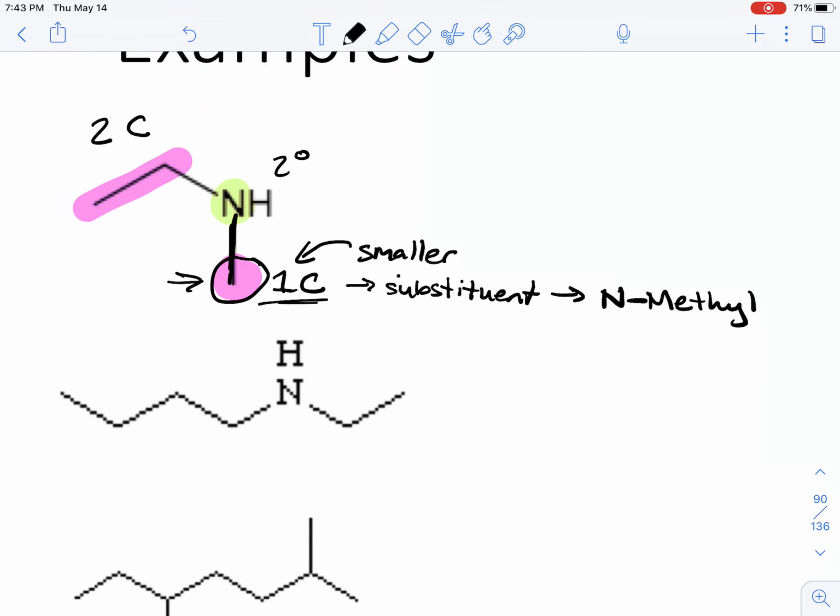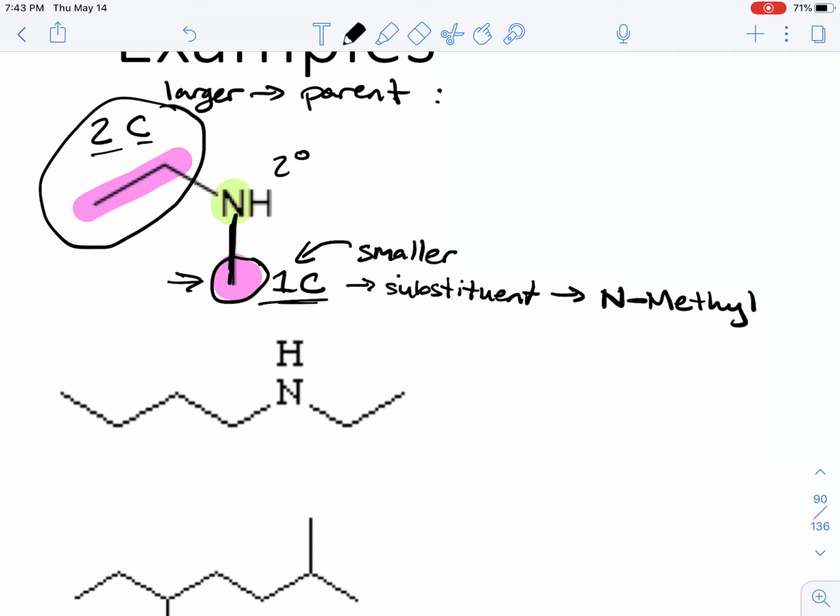That leaves us with this two carbon compound, and since this is the larger of the two, this is going to act as our parent chain. Since we have a two carbon compound, we're going to name this parent as ethane, since it's a single bond. Very similar to primary amines, we're going to cross out that last E, and then add the suffix amine to it. And so what we get is ethanamine.